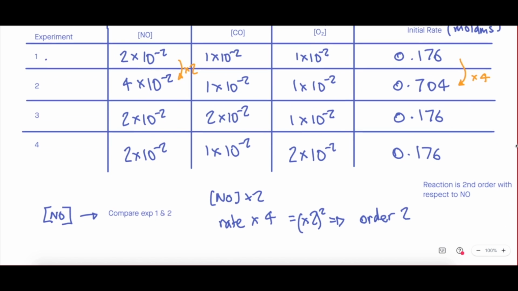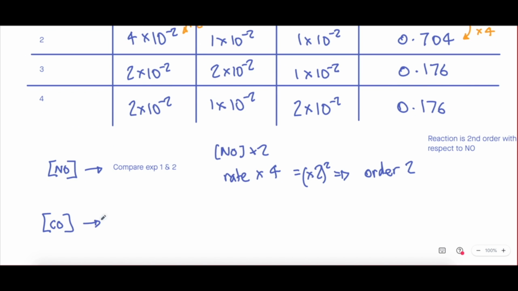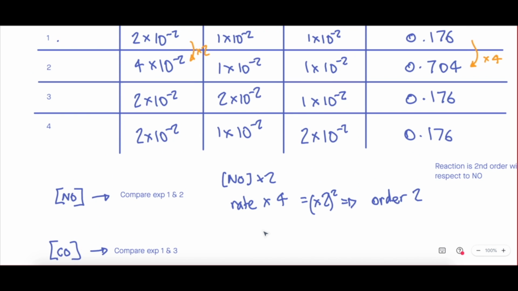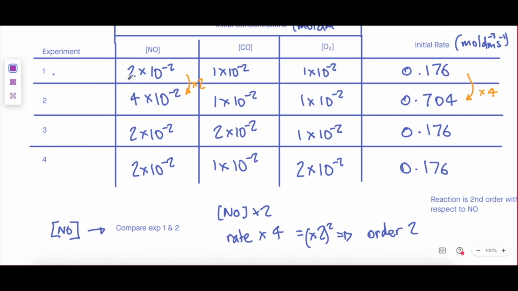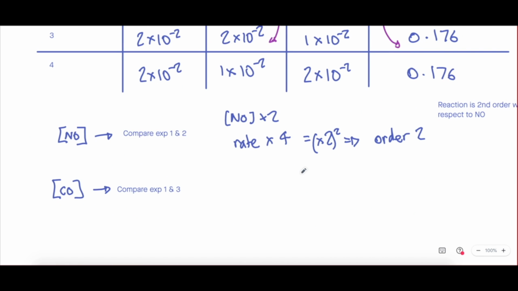Then you can do the same for the other two. So for CO, you can compare experiment 1 and 3. So when you do that, your NO is staying the same, your CO is increasing by 2, and your rate is staying the same, so it's increasing by 1. So now when you do that, you've got to think about what that means in terms of its order. So CO is doubling, but the rate is staying the same. It's timesing by 1, which is basically times 2 to the power of 0. So that tells you that this is a 0 order reaction.